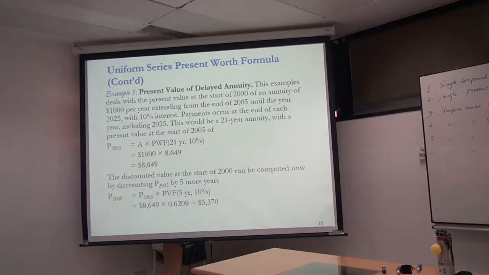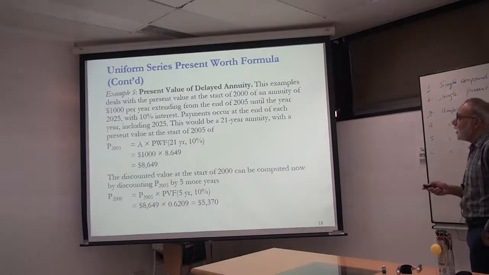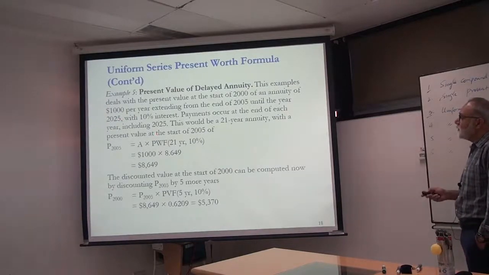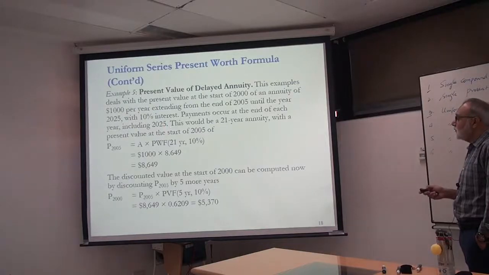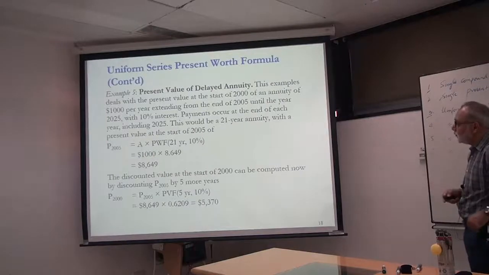This is an interesting example. Let's look at that: present value of a delayed annuity. This example asks for the present value at the start of year 2000 of an annuity of $1,000 per year, extending from the end of 2005 until the year 2025 with 10% interest. Payments occur at the end of each year including 2025. This would be a 21-year annuity with the present value at the start of 2005.